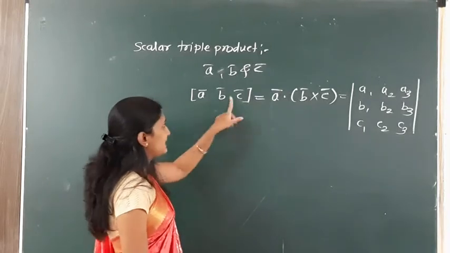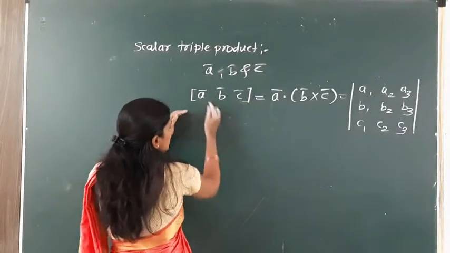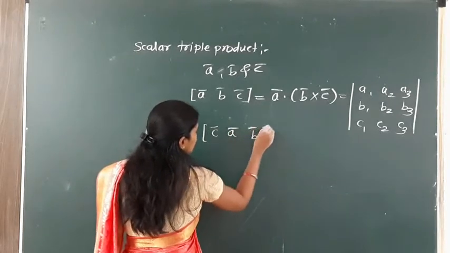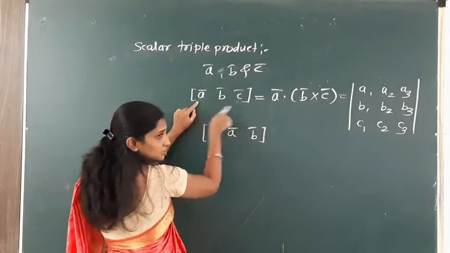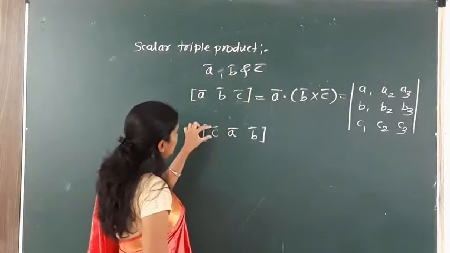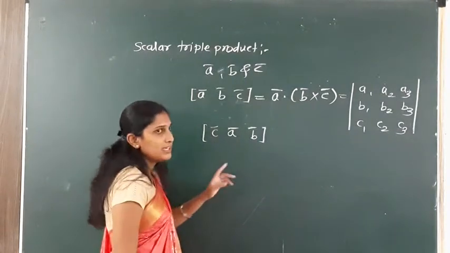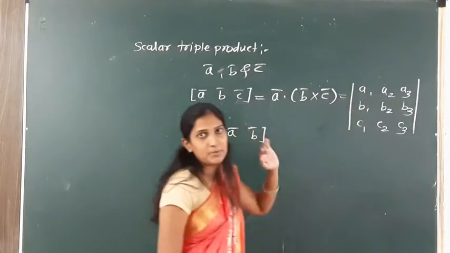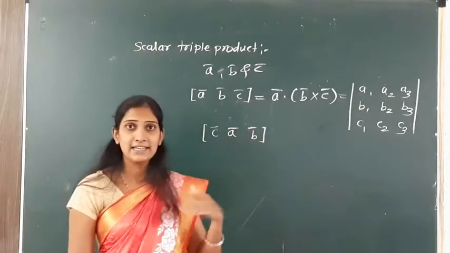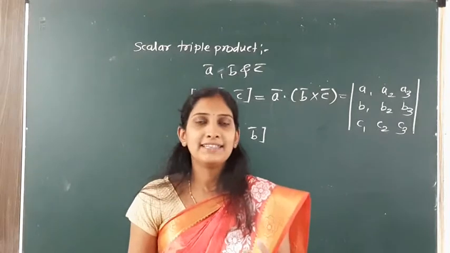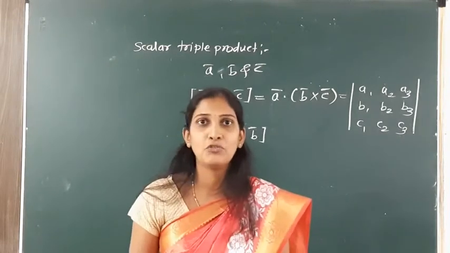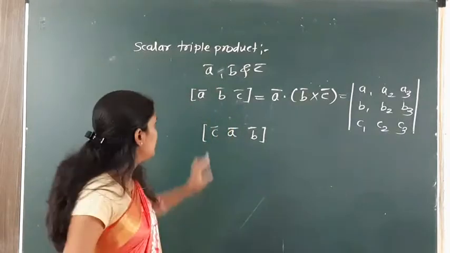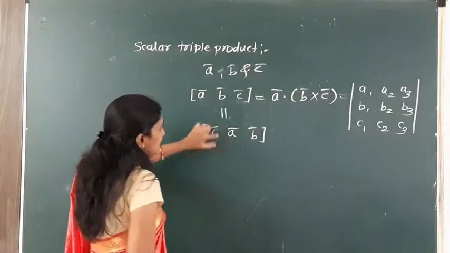If we make a cyclic change, if we rearrange this, it will be c bar, a bar, b bar. If we change these terms, then we will get the same value, because we are changing the rows of that determinant, and if we make a cyclic change in the rows of a determinant, then there is no change in its value. This is a property of a determinant. So this value and this value will be equal.